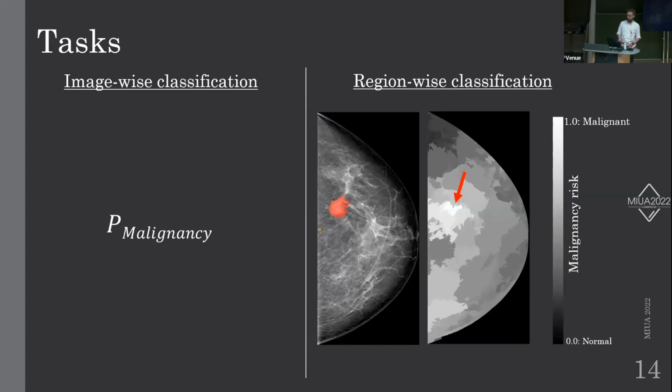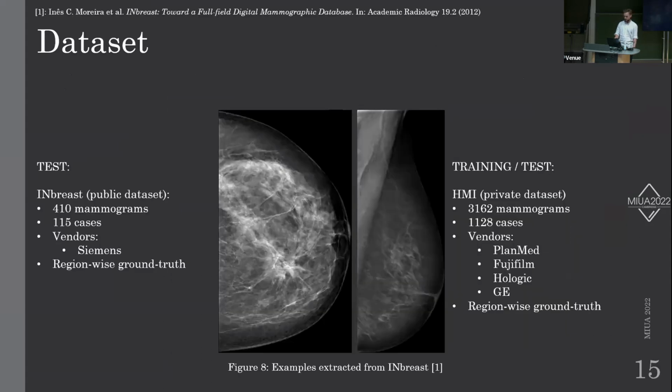With our pipeline, we aim to perform 2 tasks. The first one is a global classification task, where we want to extract the probability of malignancy of the mammograms. And the second one is a region-wise classification, where we want to obtain a localization of the abnormalities which were detected in the breast, with malignant probabilities in the breast.